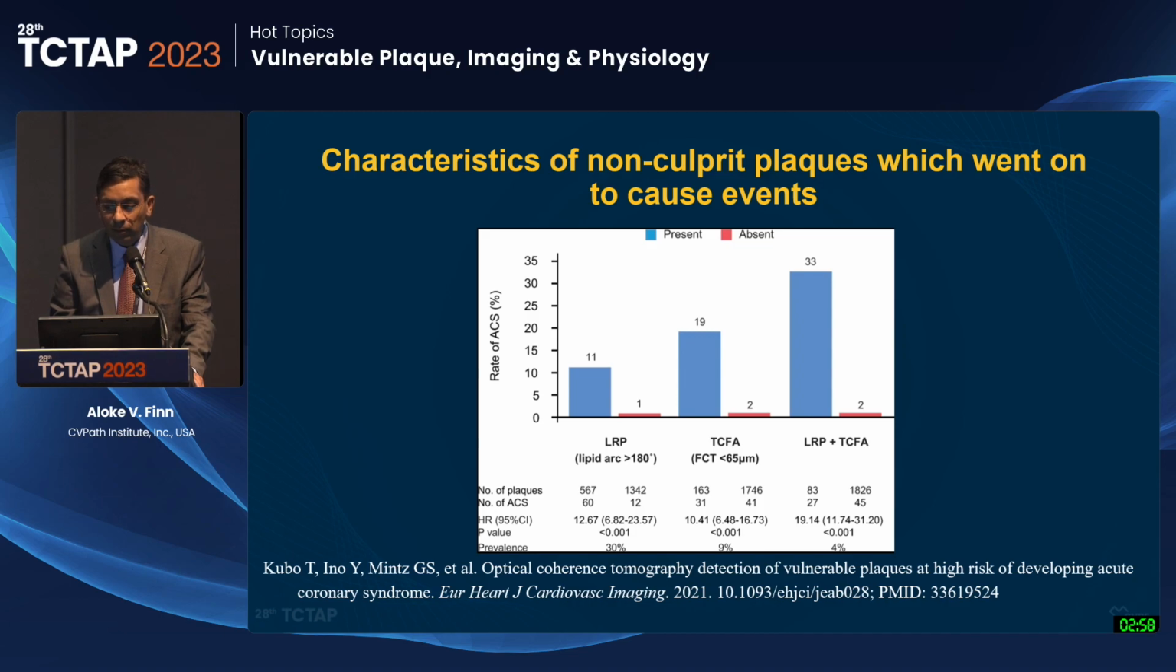This is a study from OCT looking at non-culprit plaques that went on to rupture and cause events. And you can see that for those non-culprit plaques, when you look at the presence of lipid-rich plaque, lipid arc greater than 180, fibrous cap thickness less than 65, in both, you can see the majority of plaques that went on to rupture or cause events had those characteristics of a lot of lipid and looked like thin cap fibroatheroma. So we do have some aspects of the paradigm correct.